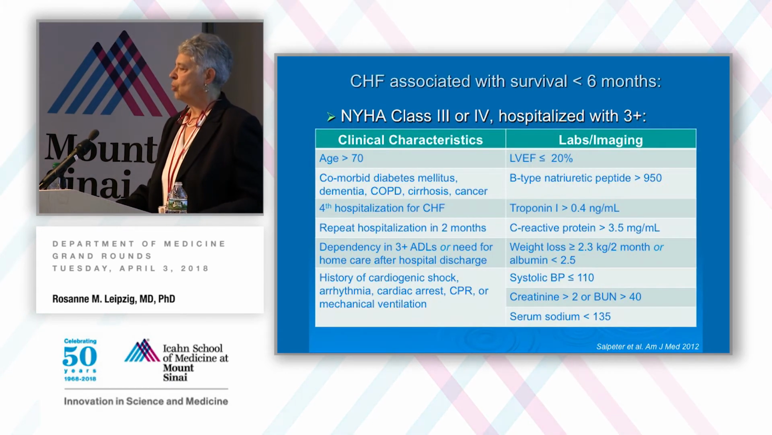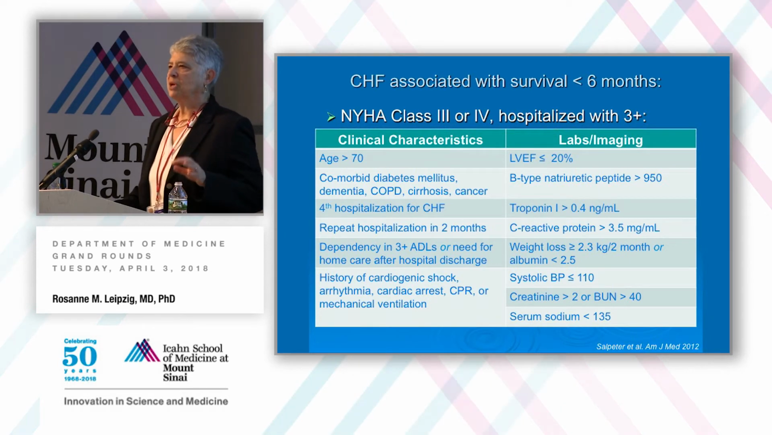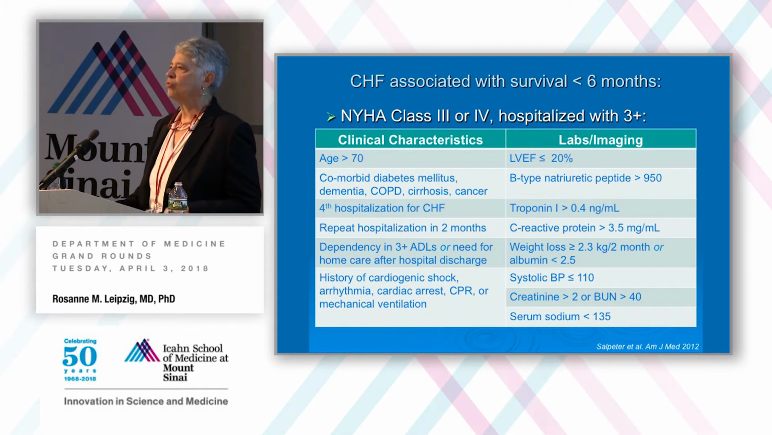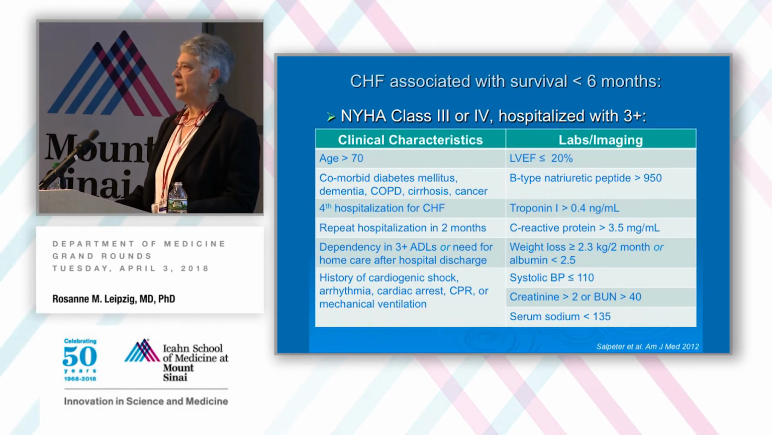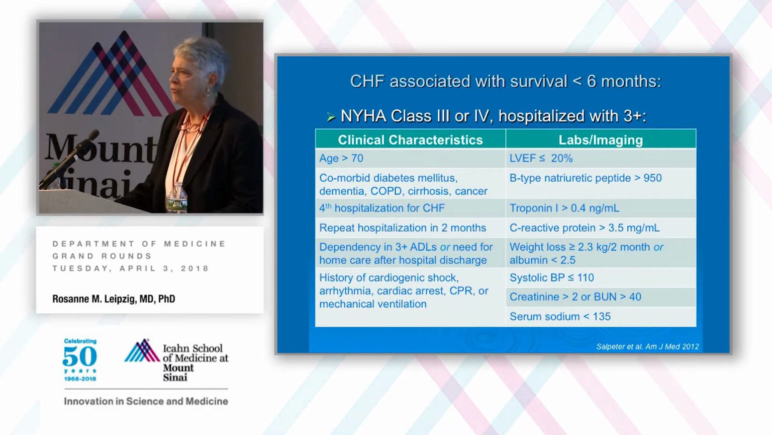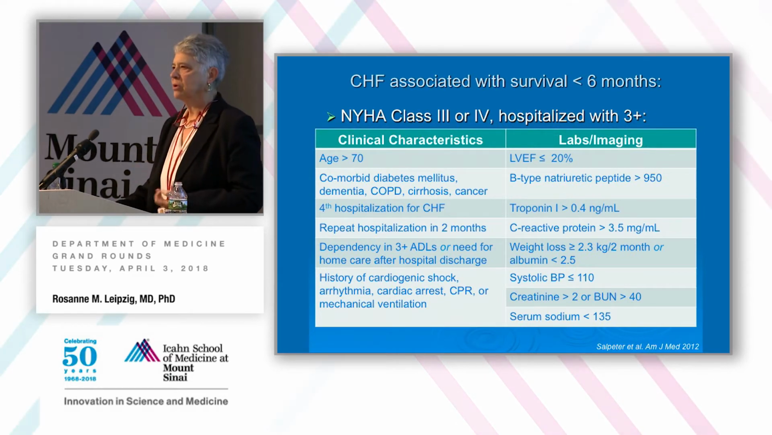This was a study that was done a little while ago that really gave a much clearer idea of when to start thinking that somebody has 6 months or less to live with congestive heart failure, so that they are class 3 or 4 and hospitalized and have 3 or more of these clinical characteristics or lab imaging. So when it's the 4th hospitalization for your patient with CHF, start thinking about this and having conversations with the patient and the family about, do they want to come back? Do they want comfort care? What is it that they would like going forward, okay?